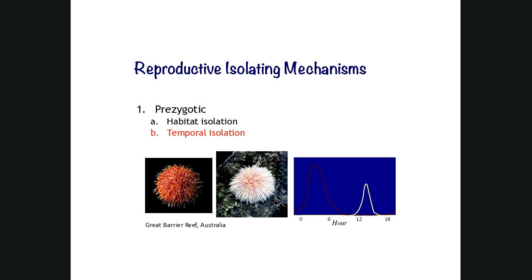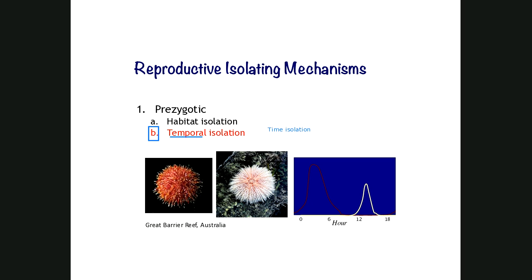The next type of pre-zygotic isolation, meaning before fertilization takes place, is something that we call temporal. Temporal means time, so that's a fancy name for time. I'm going to put the word time right here. So temporal means time isolation.